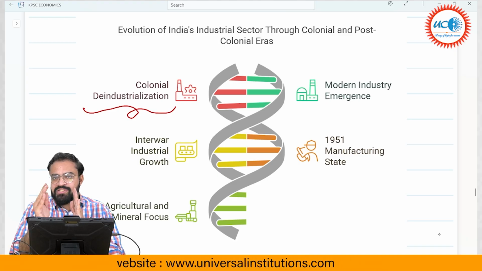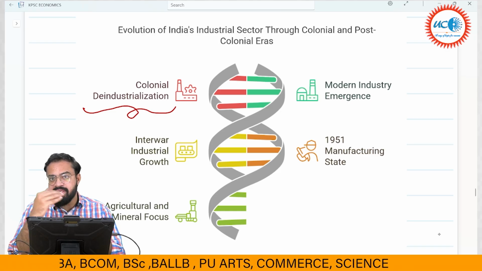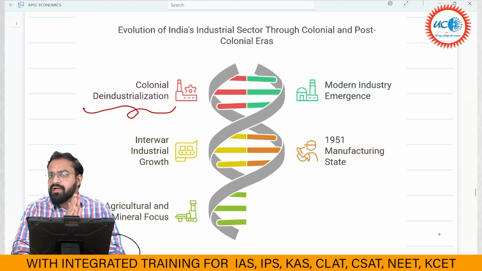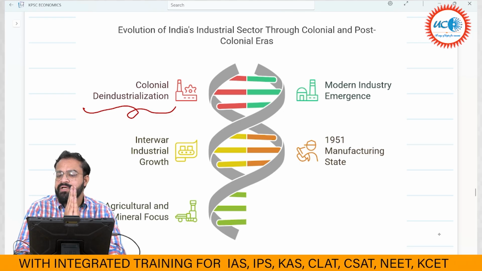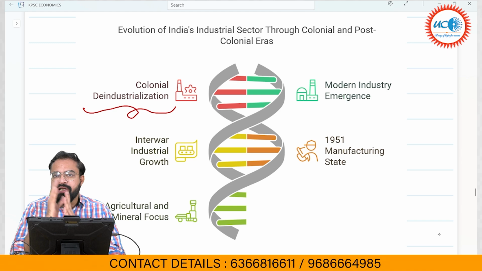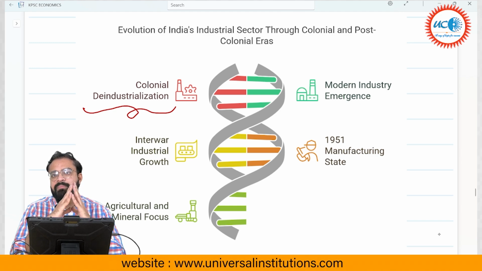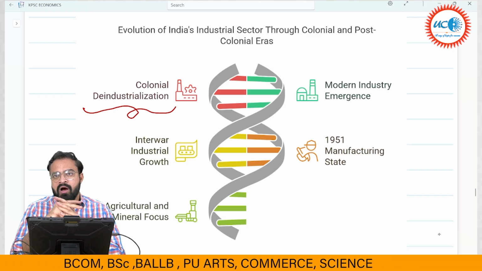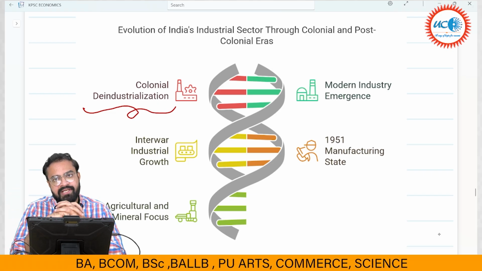Modern industries were not established. When I say modern industry, I mean industry using heavy machinery. The British did not establish capital goods industries at all. The modern industries you see during British times were either the cotton industry, the jute industry, or industries related to textiles.